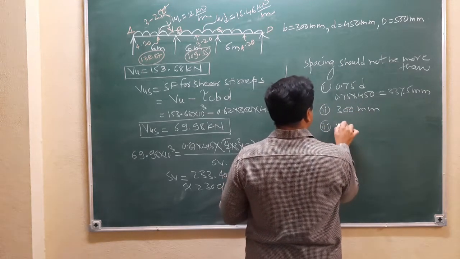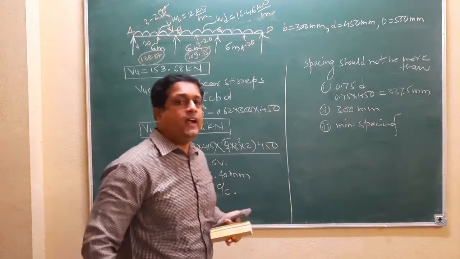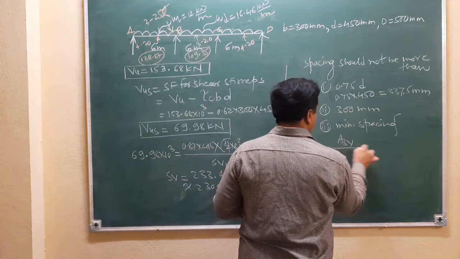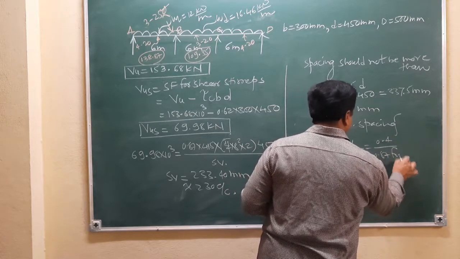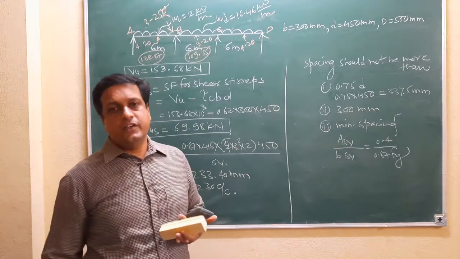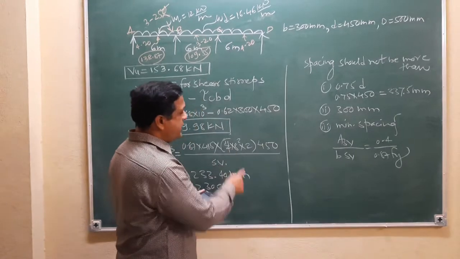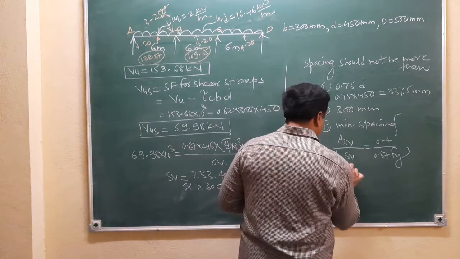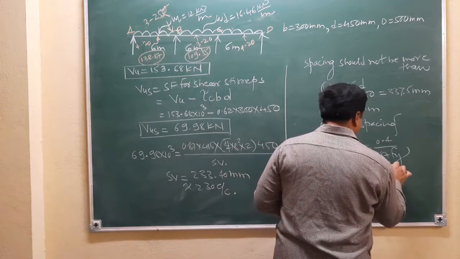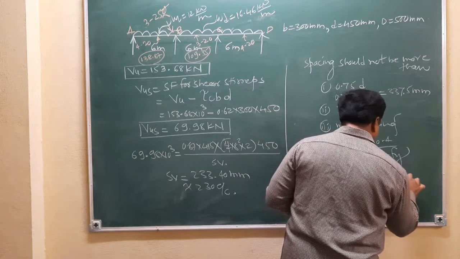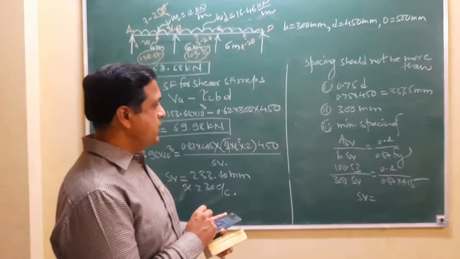And the third is the minimum spacing criterion, and that criterion is ASV upon B into SV is equal to 0.4 divided by 0.87 Fy, as per IS 456 2000 version, page number 48. So ASV is nothing but this value, 100.53, divided by B which is 300. SV we have to find out. 0.4 divided by 0.87 Fy, Fy is 415. From this we have to calculate the spacing.